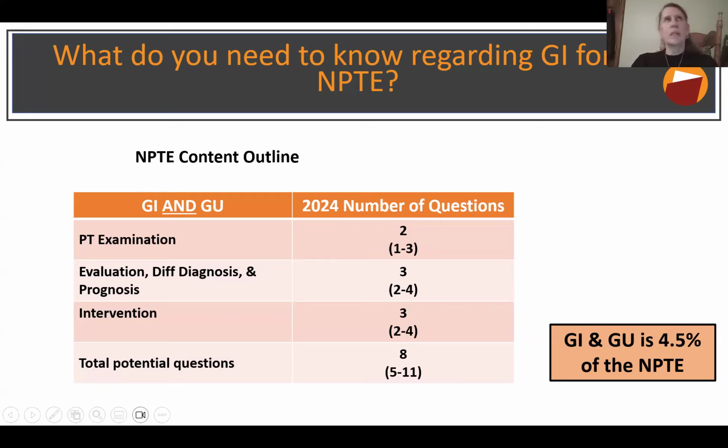And I always say some people fail by a small amount or pass by a small amount. And so having as much knowledge going into the exam as you can is helpful. Some people fail by 1 question, right? So we want to get as many right as we can. All right, so let's dig into GI.